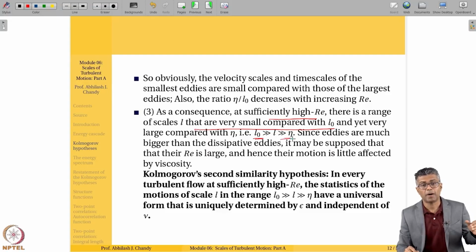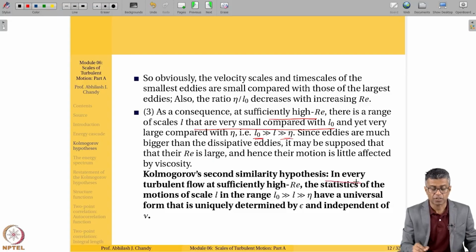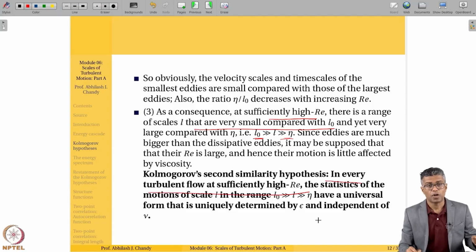Since these eddies are much bigger than the dissipative eddies, you would think the Reynolds number here is large, and so their motion is not affected by viscosity. Viscosity has a negligible role because they are large enough. This is where Kolmogorov's third hypothesis, his second similarity hypothesis, comes in. In every turbulent flow at sufficiently high Reynolds number, the statistics of the motion of scale L in the range where they are much larger than eta but much less than L0 have a universal form.